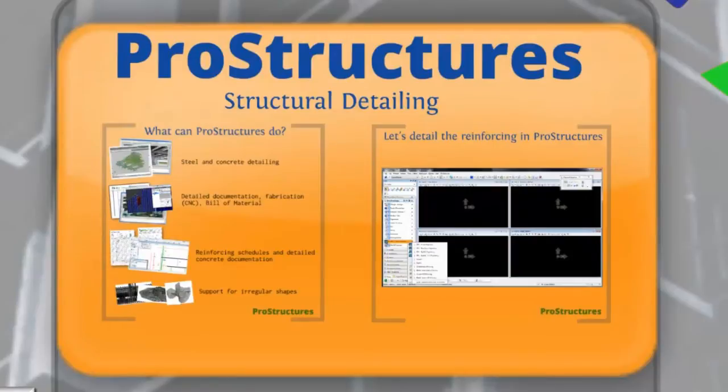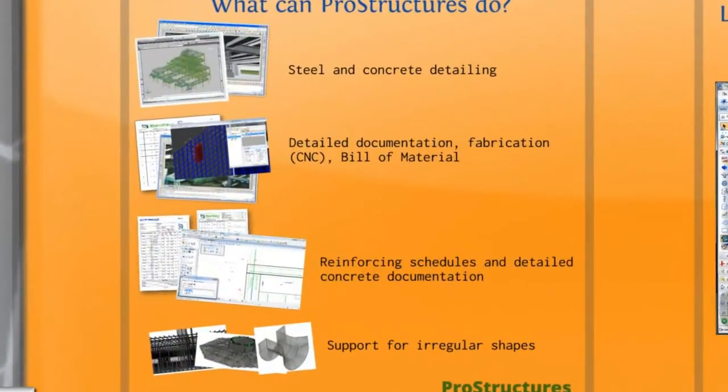Okay? It may even be the case that we're looking for new ways to expand our business, provide more services, and one way we could do that is to take the reinforcing, the structural design into the actual detailing, fabrication level realm. And we can do that with Pro Structures. Pro Structures is a steel and concrete detailing application. You produce fabrication level drawings and bills of material and detailed schedules and concrete documentation.